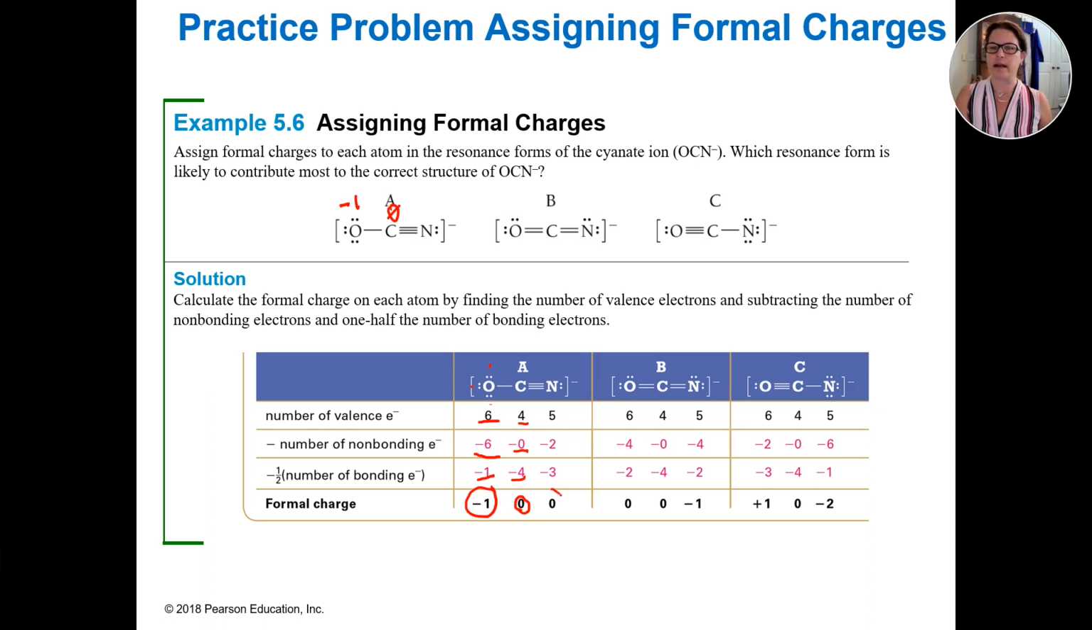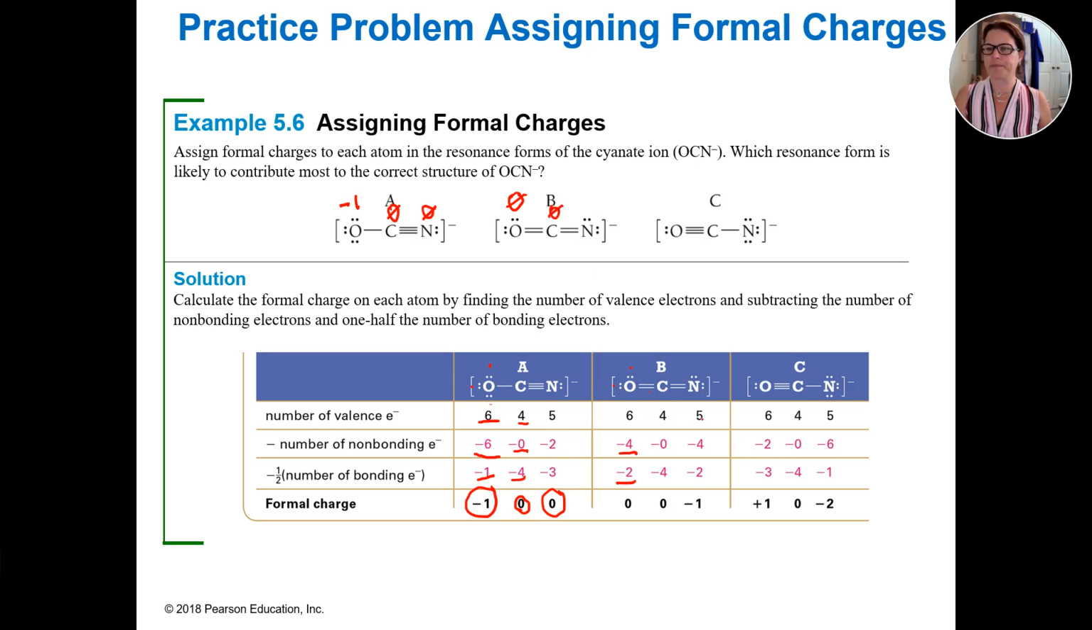And then nitrogen the same. It is also going to be 0. Okay? Now, if I look at B, we can see 2, 4 non-bonding, 2, 4 bonding, half of 4 is 2, so 2. So 6 minus 6 is 0. That's good. We always like oxygen to either have a 0 or the negative formal charge. Carbon, 4, 0, 4, so it's still 0.